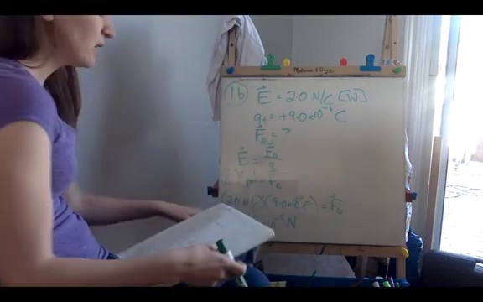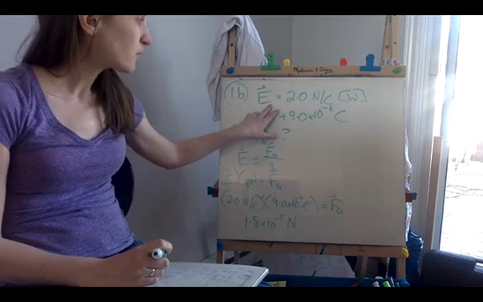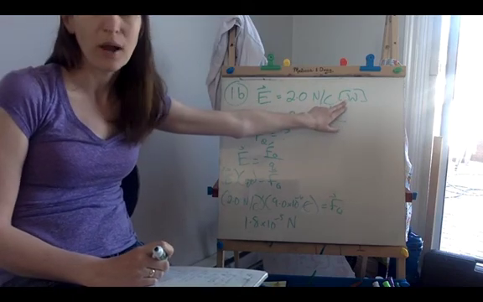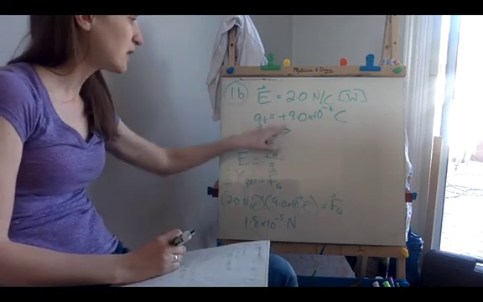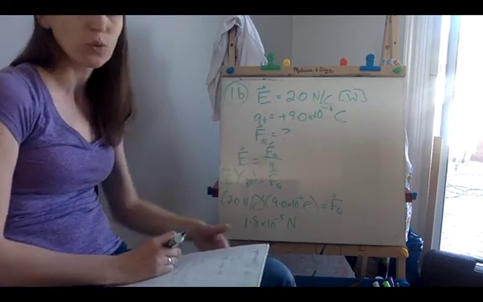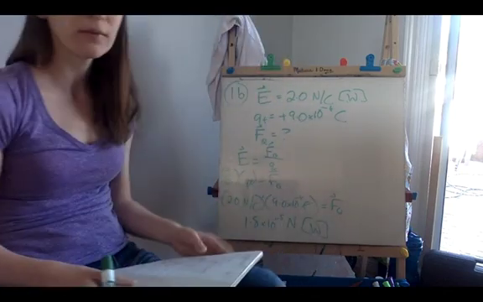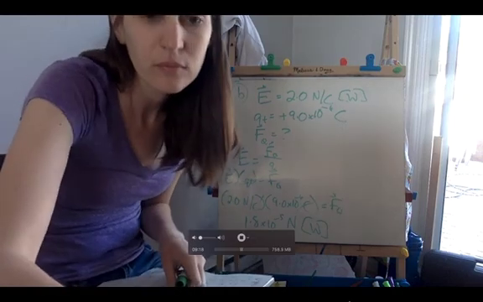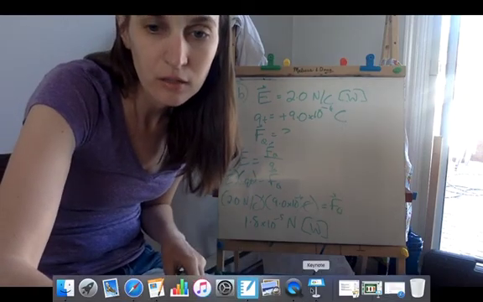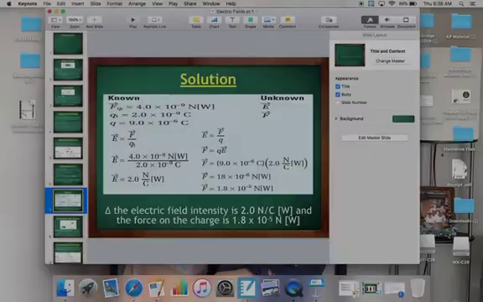In terms of direction, the electric field intensity was moving to the west, meaning it acts on a positive charge to the west. Since this is a positive charge, this force will also be to the west. So there's our answer for part B. Okay, carrying on. All right, so those are your solutions.